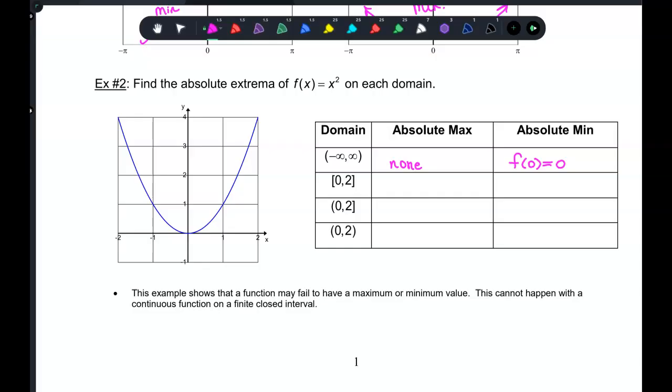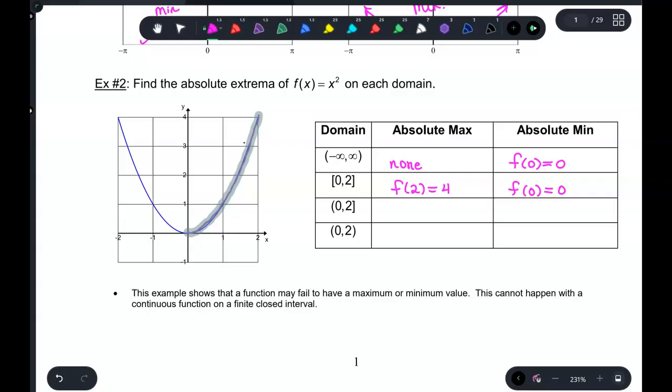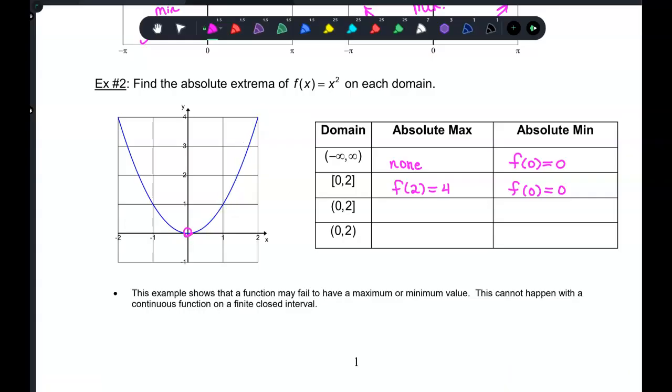Now, what if we restrict it from 0 to 2? So just looking at 0 to 2, what's our absolute maximum? F of 2 equals 4. And our absolute minimum, f of 0 equals 0. So in this case, we have clear endpoints. What if I now changed it to parentheses 0 to 2? So almost like, think if you have an open circle to a closed circle. Okay, well, our absolute maximum, it's still going to be the same, right? F of 2 equals 4.